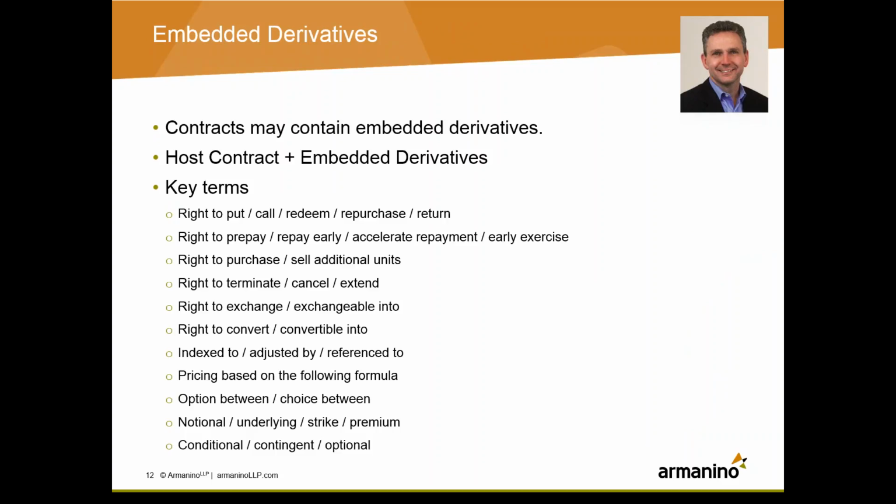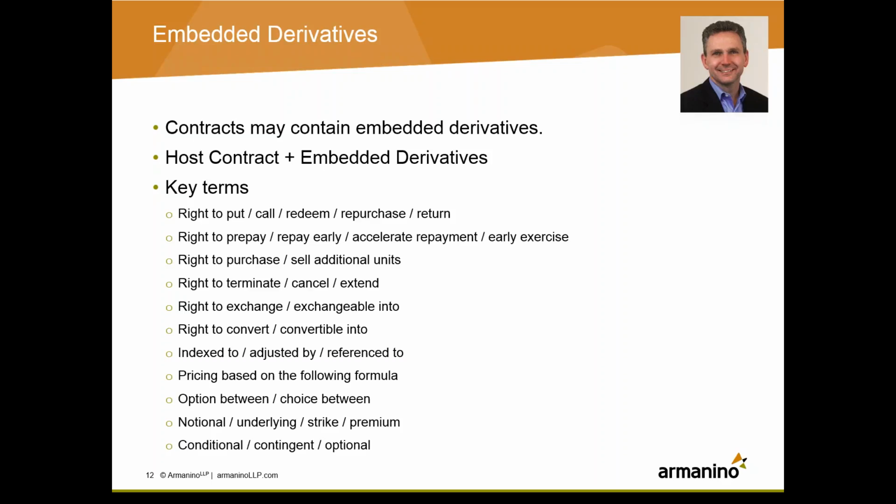So how do you know that you have an embedded derivative? An embedded derivative is part of a financial instrument that also includes a non-derivative host contract. An example would be a bond with a coupon, and maybe that coupon increases and decreases with the price of gold. So something that is not related to the bond itself, and that might be an embedded derivative.